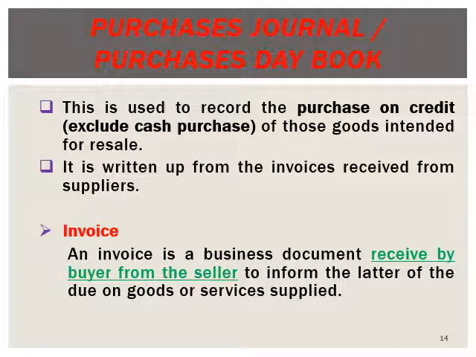Next, we will continue with the purchases journal or purchases daybook. This is used to record the purchase on credit, excluding cash purchases, of those goods intended for resale. It is written up from the invoices received from suppliers. What is the invoice received from supplier? It is a business document to inform the buyer of the amount due on goods or services supplied.